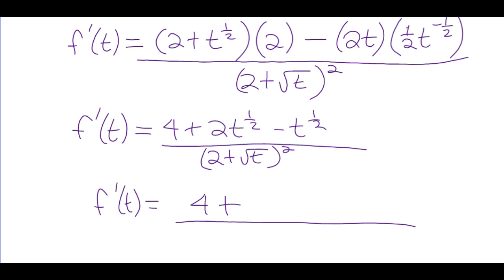Okay, 2t to the half minus 1t to the half is 1t to the half. But we're kind of done here, right? So that's going to be 1t to the half, which is just root t, over 2 plus root t squared.